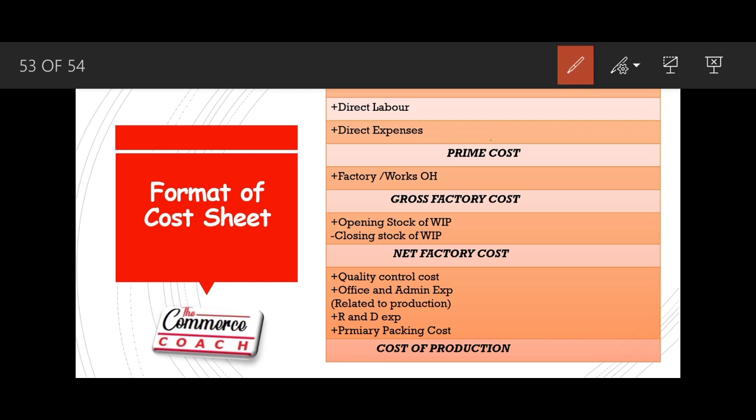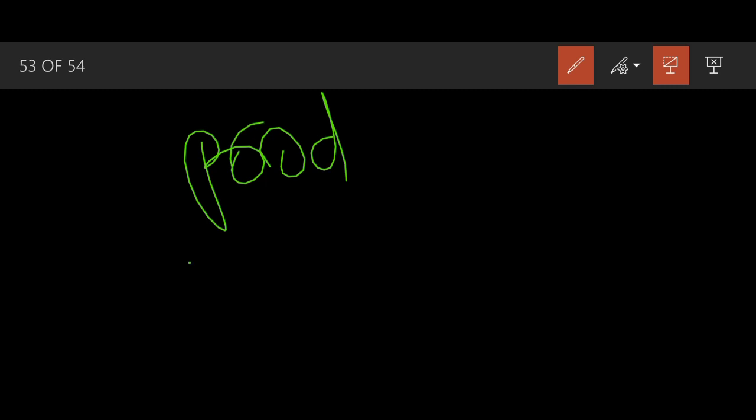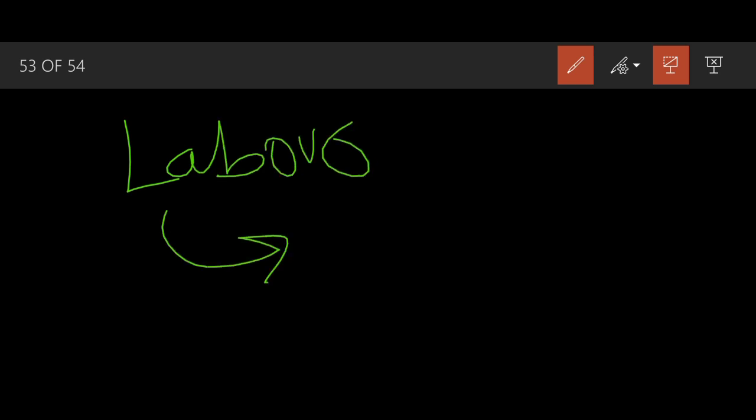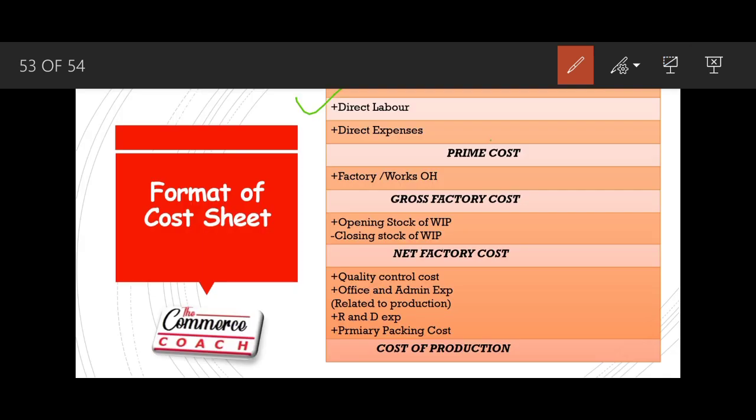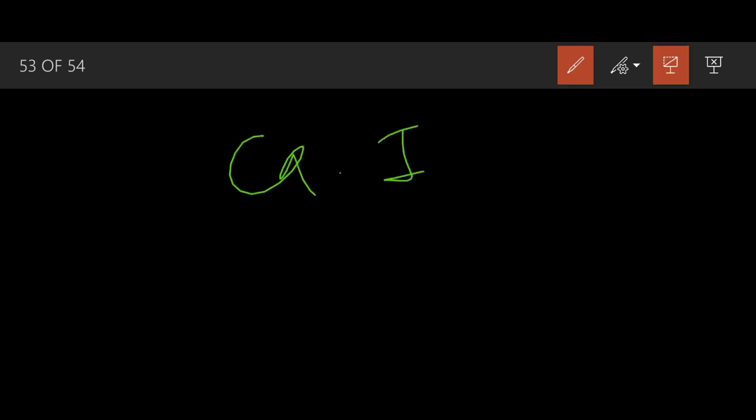Then we will be having direct labor, as simple as that, the labor that has been employed in the main production activity. The question arises, sir, if the labor has been deployed in distribution department, will it be chargeable into labor portion? Yes, the first answer, yes, it will be chargeable into cost sheet, but not in the direct labor part, because it is indirect labor, not a direct labor.